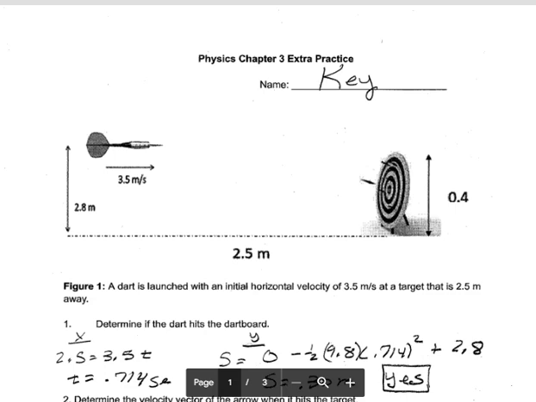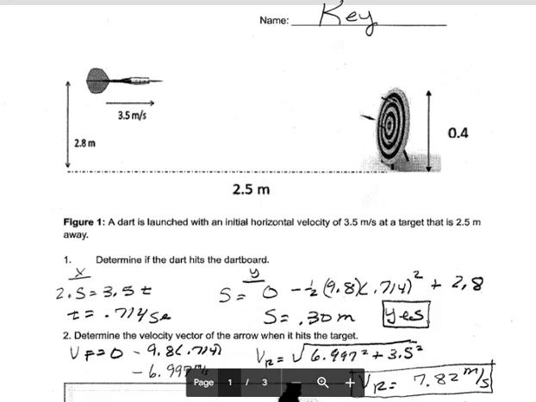All right, this is just a video recording of an answer key that I've created for physics, extra practice for vectors and projectile motion. So we have a dart launched at a dartboard, and we want to determine if it hits the dartboard. We know the x direction velocity, 3.5. We know it's constant velocity, so we know the displacement that it goes through. So I say s equals vt, so 2.5 equals 3.5 t.